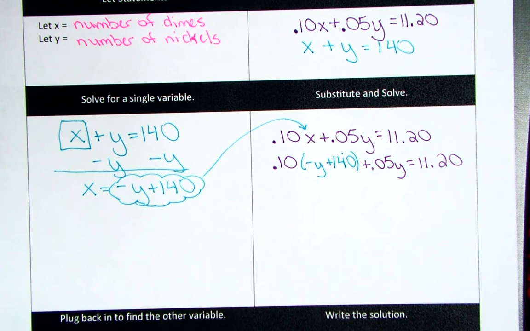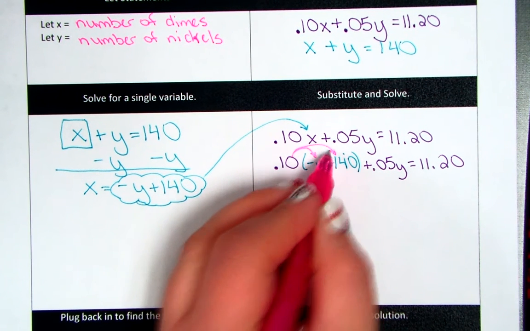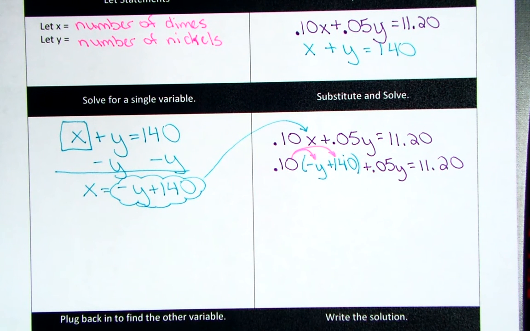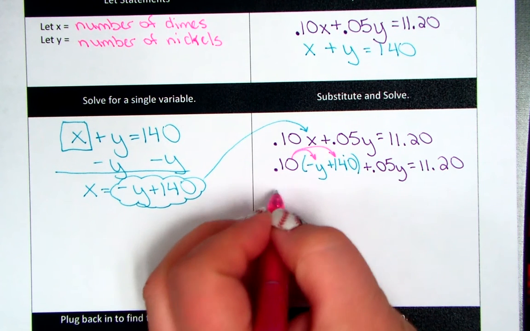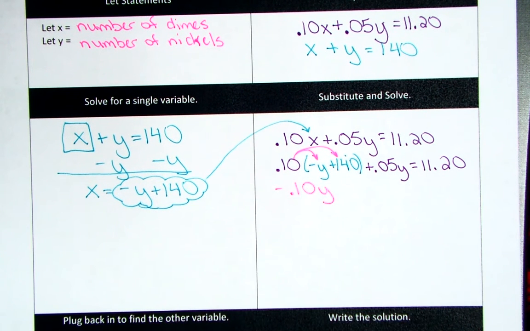Now it's time to distribute. 0.10 times negative y and 0.10 times 140. So 0.10 times negative y just gives us negative 0.10 y. And 0.10 times 140 gives us 14.